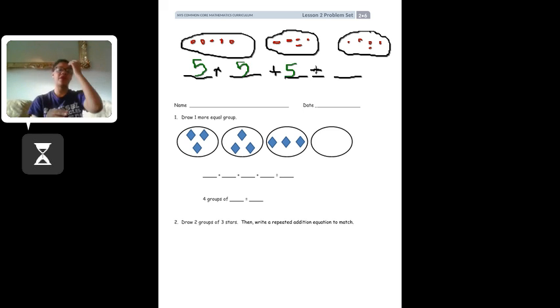And now it's time to find, what does that equal? What's the total amount once I add up all of those stars? So I have 5 plus 5 is 10. 10 plus another 5 is, that's right, it's 15. So I'm going to put 15 for my total to finish my repeated addition equation. So now I have 3 groups of 5 stars equals 15.